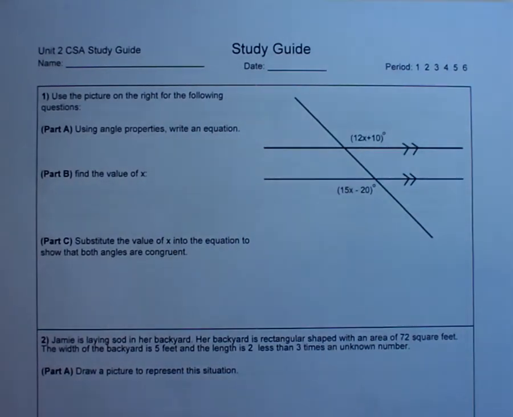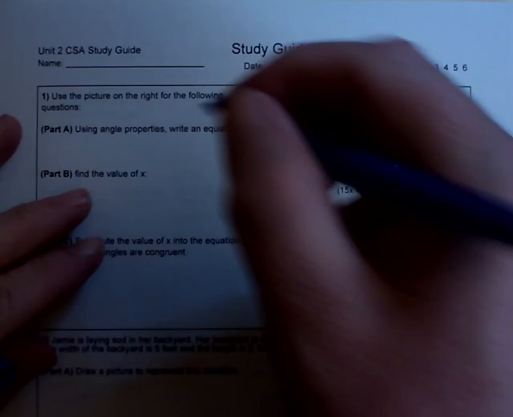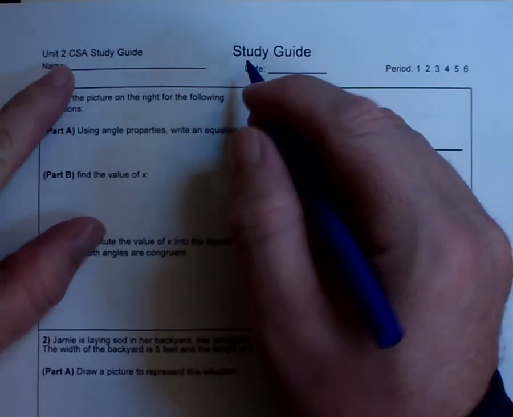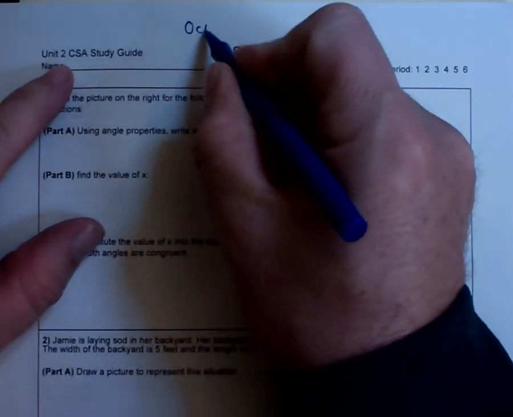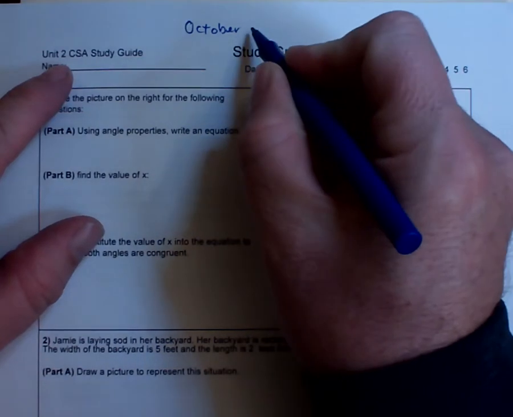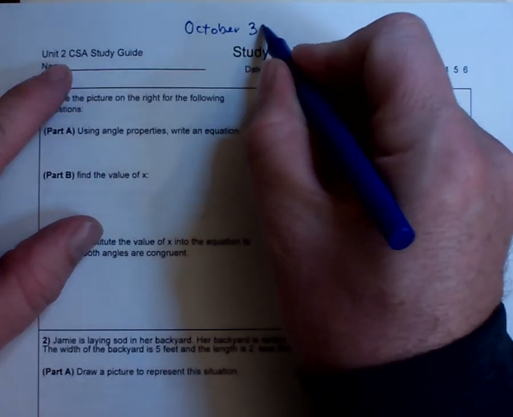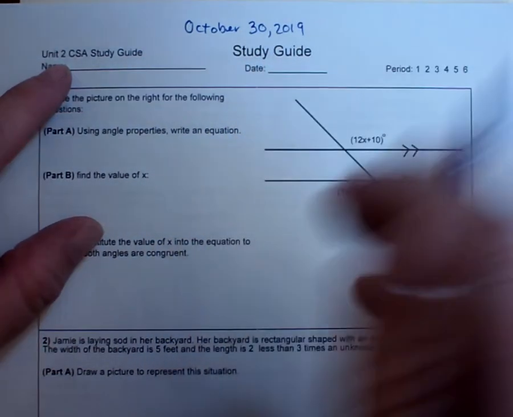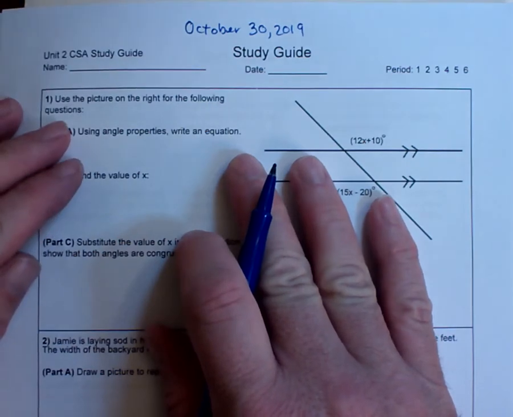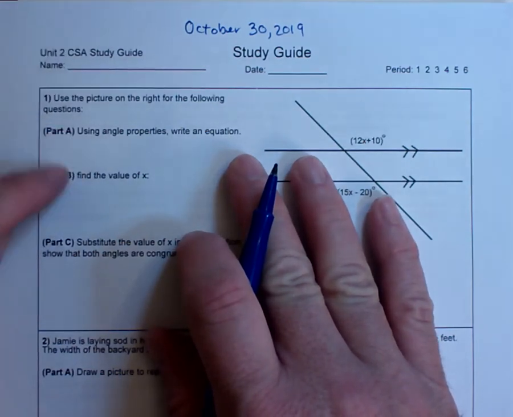This is the Math 8 TJ study guide for the Unit 2 CSA. It's October 30th, 2019. The test is tomorrow, October 31st, Thursday. All right, let's get to it.